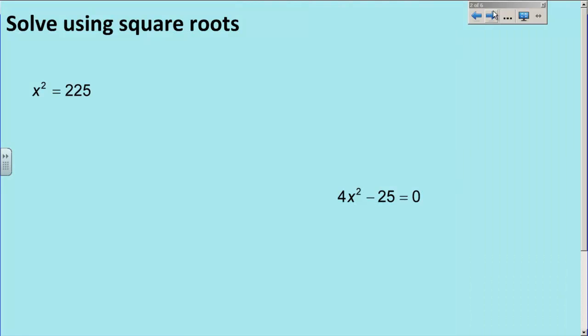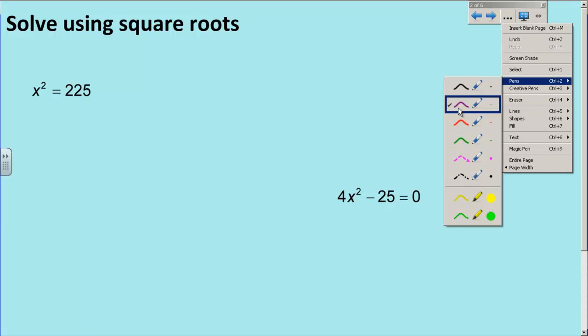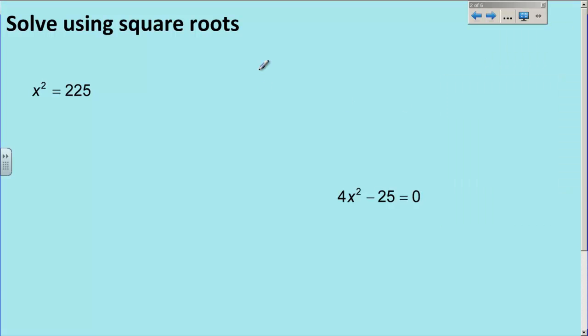Solving quadratic equations using square roots is perfect when you have a quadratic equation that has no b term. So a quadratic equation that looks like this. It just has an x squared and then a number, or a 4x squared and then a number. If that's all that it has, then solving using square roots is the best method to solve.